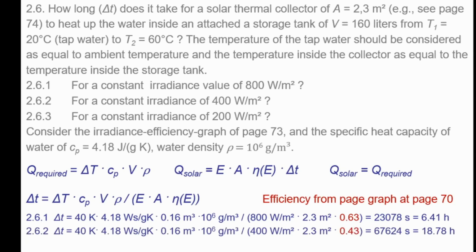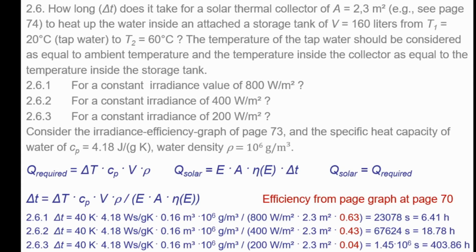For the next stage, if you only had an irradiance of 400 watt per square meter, it's basically the same calculation. We just have the lower irradiance plus lower efficiency. We have to consider the lower efficiency also. So it's not only double the time, it's almost 3 times the time we need to heat it up, 18.78 hours. If we go to the very low irradiance, just like the average irradiance in Paderborn, it would even require more than 400 hours to heat it up.